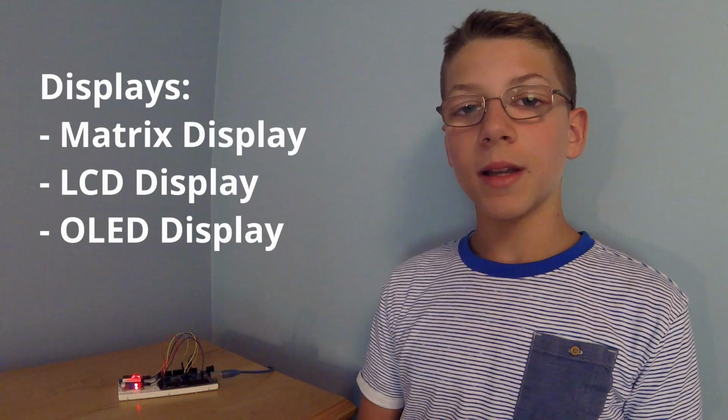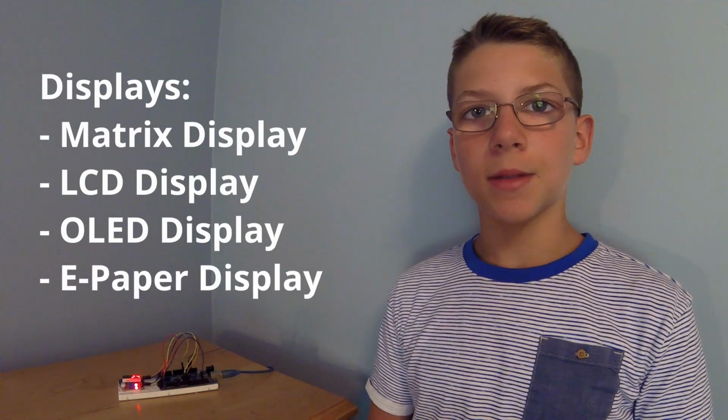There are 4 main types of displays. Matrix displays, which is like the 4-digit 7-segment display, an LCD display, an OLED display, and finally an e-paper display. And all these displays are in different sizes and variations.